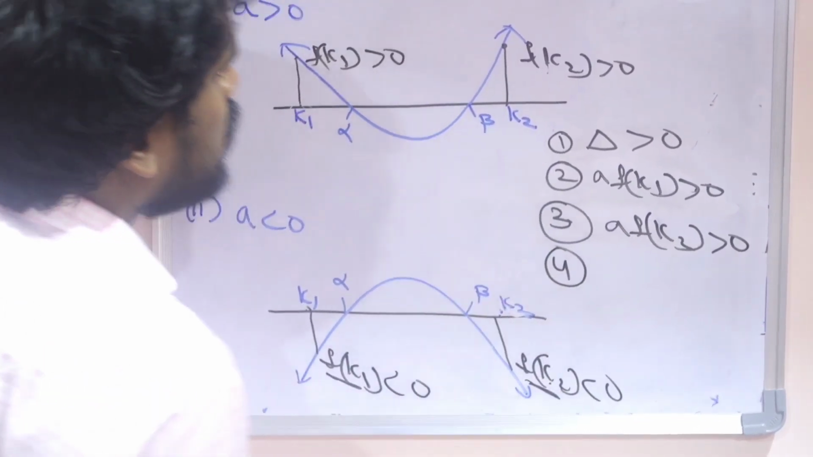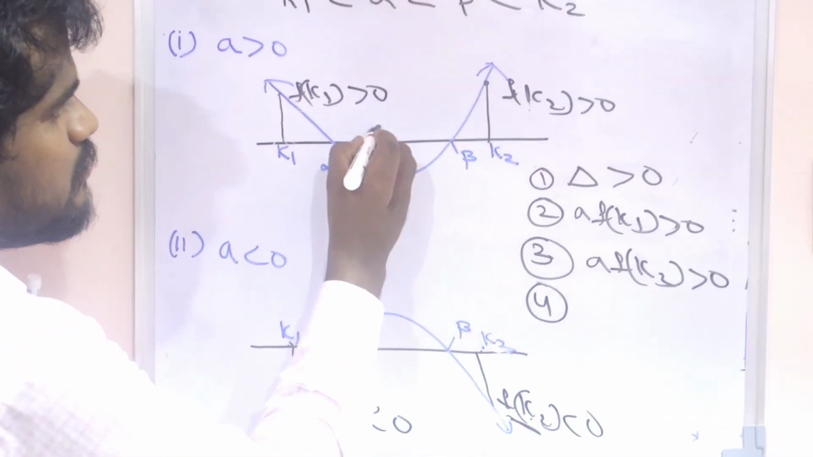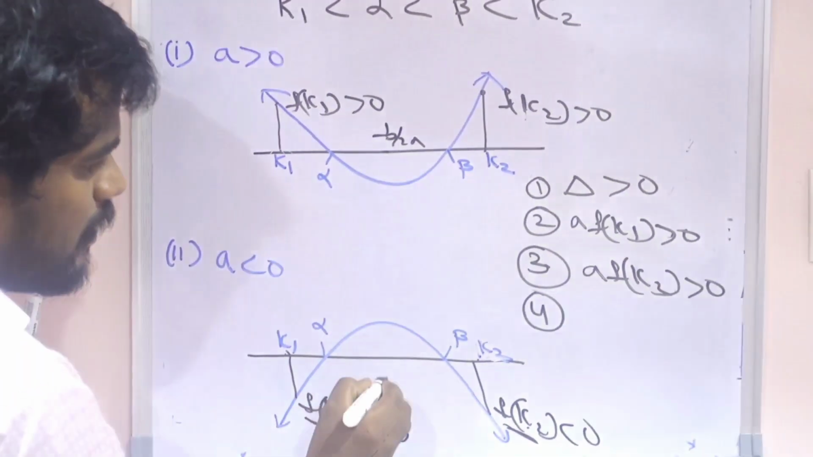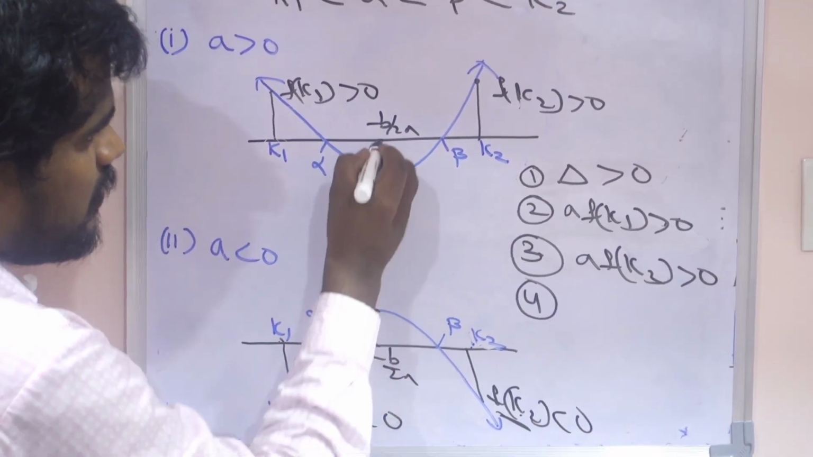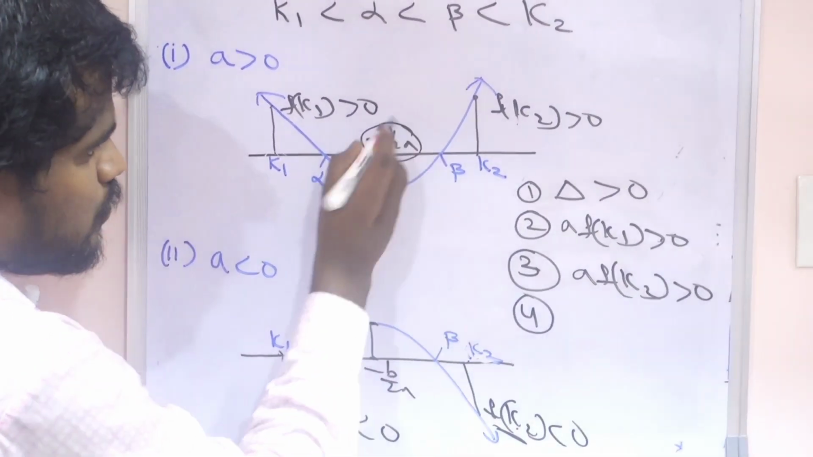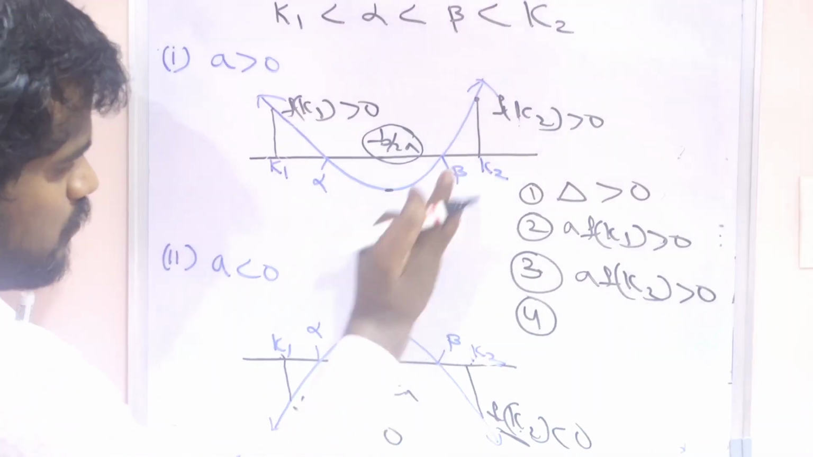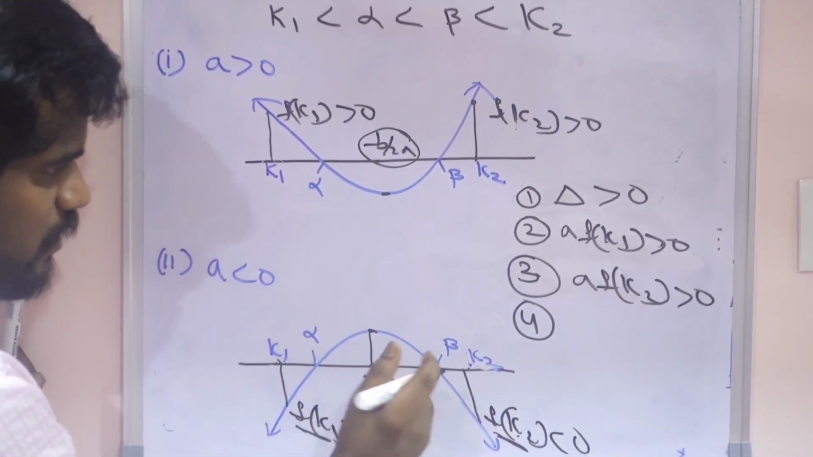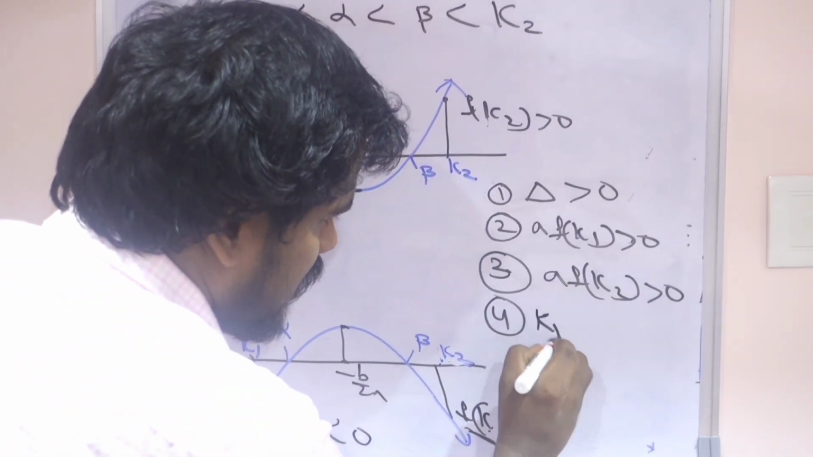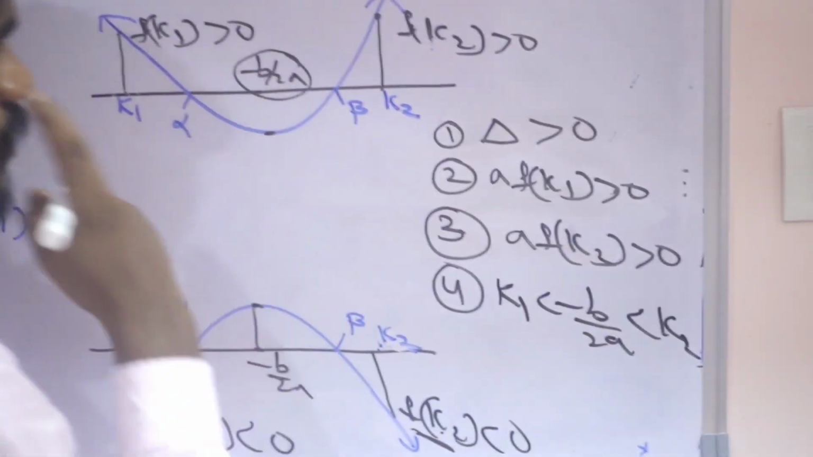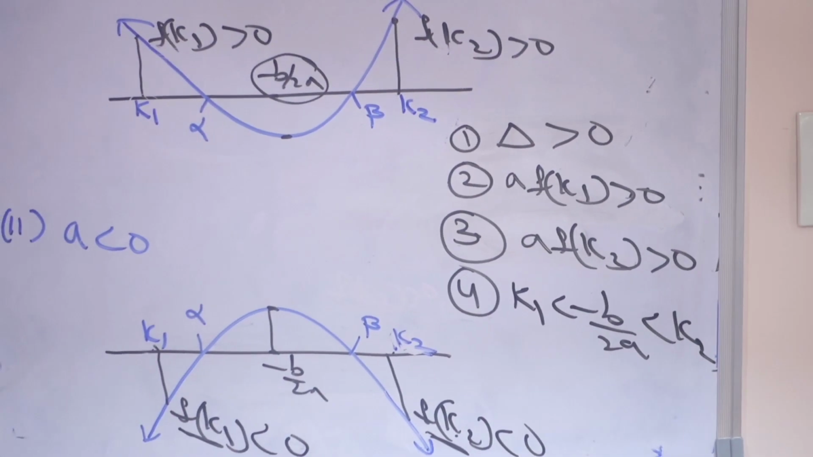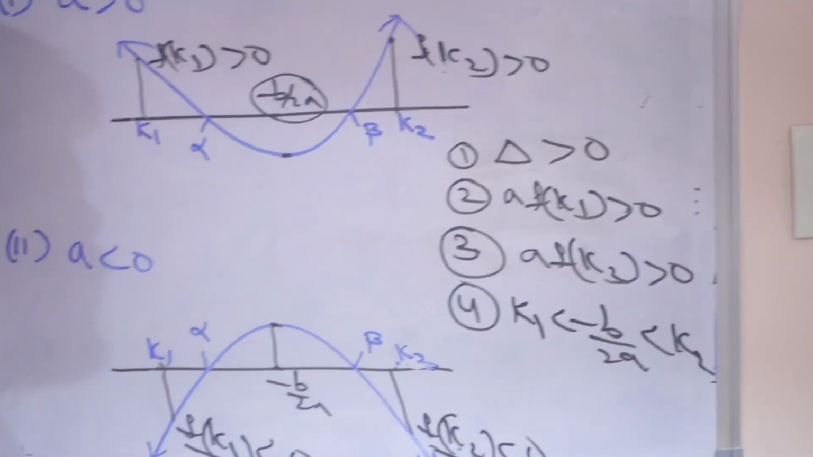And here this is minus b by 2a, the vertex. Here also this is minus b by 2a. So minus b by 2a lies between k1 and k2 in both cases. The last condition is k1 less than minus b by 2a less than k2. This is the condition for k1 less than alpha less than beta less than k2.